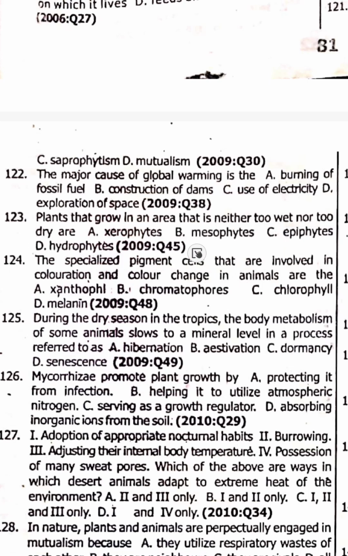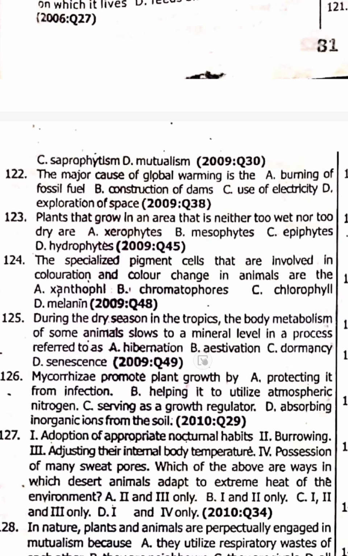Option B. 124. The specialized pigment cells that are involved in coloration and color change in an animal are called chromatophores. Option B. 125. During the dry season in the tropics, the body metabolism of some animals slows to a minimal level, in the process referred to as aestivation. Hibernation is when it is wet, aestivation is when it is dry.